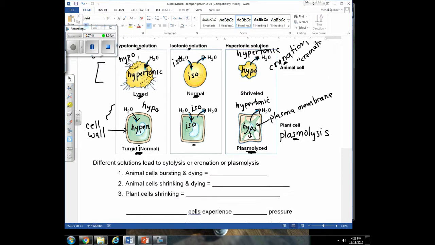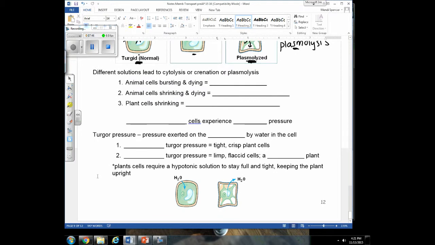So let's just review those terms in the next blanks. The animal cells bursting and dying, that was cytolysis, so cell lysis, or cell breaking. Animal cells shrinking, think of cremation, you'll shrink up, but it's called crenation. When the plant cells shrink, it's because their plasma membrane is pulled away from the wall. It's called plasmolysis.